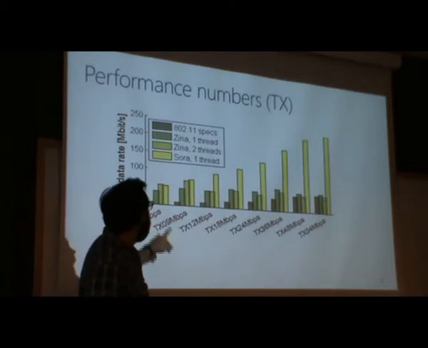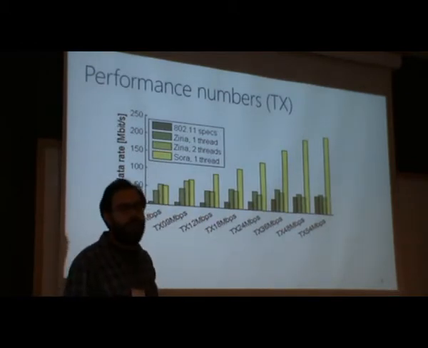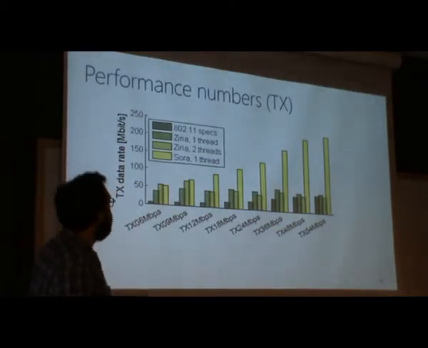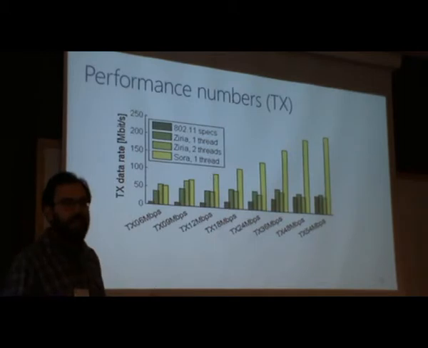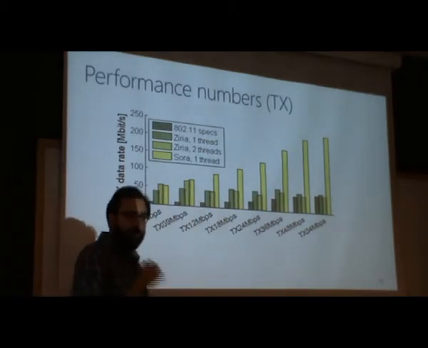Two threads actually did not give us so much performance in the TX because of the extra overhead of queues and the bits. I'm not entirely certain what's going on there. But you can see that Sora is blazingly fast. In one thread, as the rates go higher, it really increases.